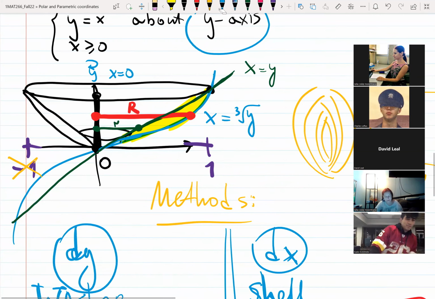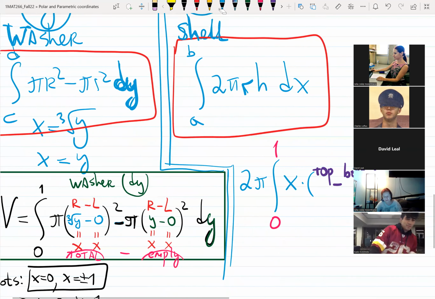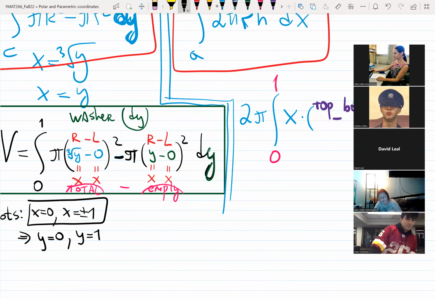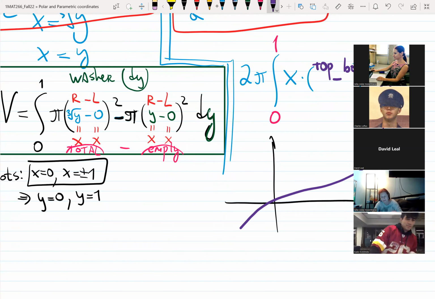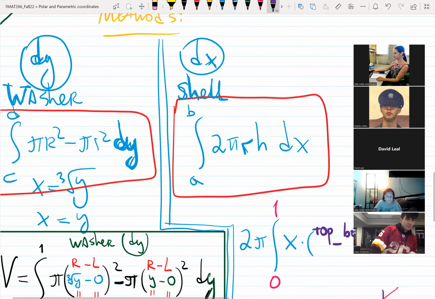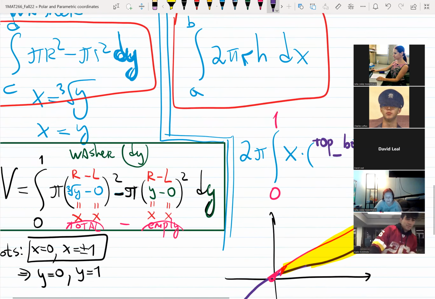For shell method, which I will redraw here so we can see it better, we're only looking at the 2D picture, which is a cubic function. Oh, that's ugly. It was beautiful until the end. Like so. We have a line. This is the area we're talking about. And then the radius is, so we're rotating about the y-axis, right?